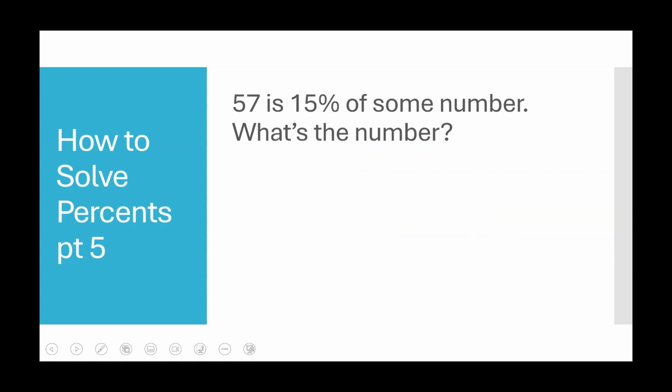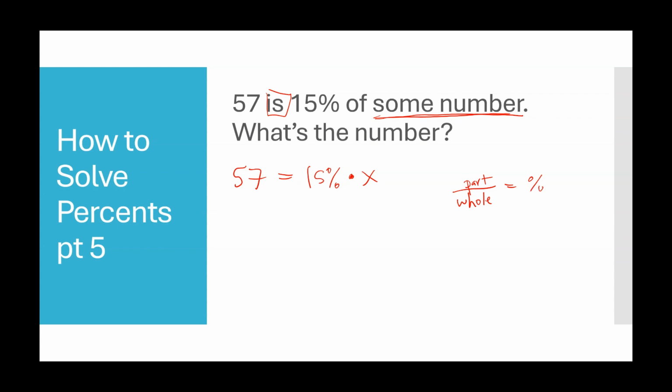57 is 15% of some number. What's the number? All right, just like parsing the word problem part here. 57 is 15% times some number. How nice. We could solve that way. The other way we could do it, as always, part divided by whole is the percent. And here I have 57. That's my part. I don't know what it's 15% of, but something.